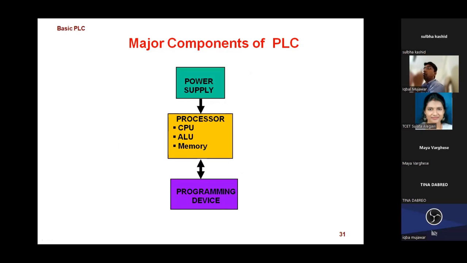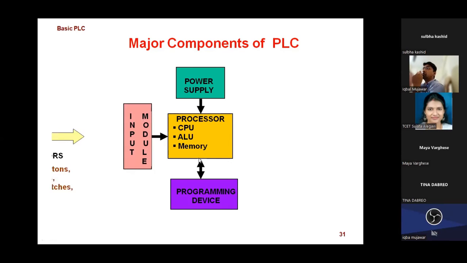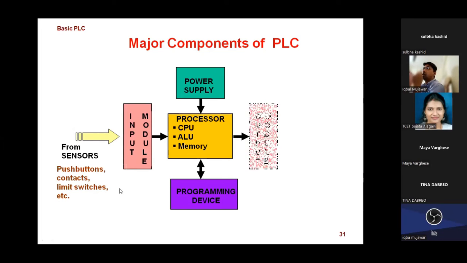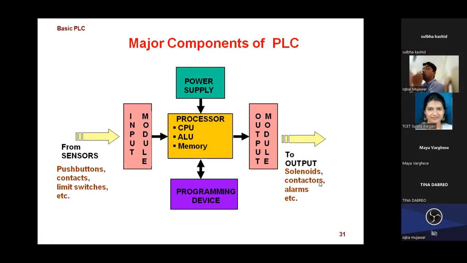These are the major components of a PLC. Here the PLC has the CPU, arithmetic logic unit (ALU), and memories, which are connected with the power supply and programming devices. Programming devices are nothing but the software on my system, which I need to connect to the PLC. I need to do the ladder coding on a laptop or desktop and upload it inside the processor. Some input modules are there, like push button, contact, limit switch, which were already discussed. The sensors are there, and some output devices like solenoid, contactor, alarm, etc. to get the output. Then it's generalized, I can say.